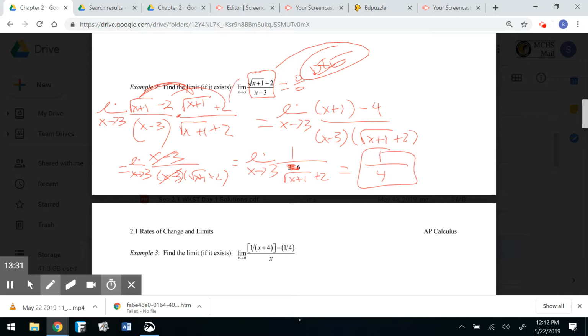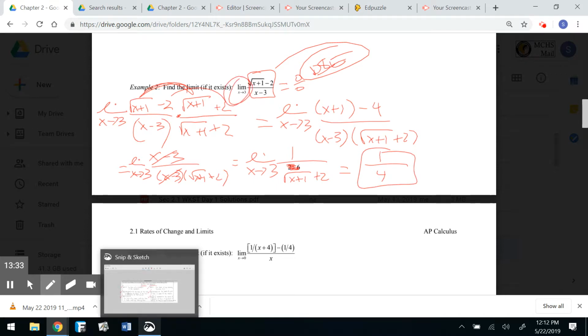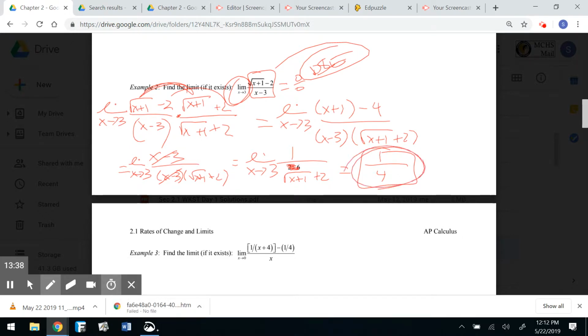So the limit as x approaches 3 of our function, the square root of x plus 1 minus 2 all over x minus 3, equals 1/4. So even though there's a removable discontinuity or a hole right there, the function value goes to 1/4.